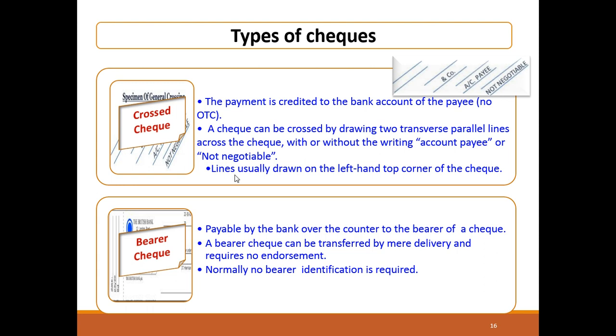Dia kata usually lines will be drawn on the left hand top corner of the check. Sebelah kiri top corner of the check akan ada these two parallel line. Okay, faham? Ingat, kalau cross check, credited to the bank account of payee only.